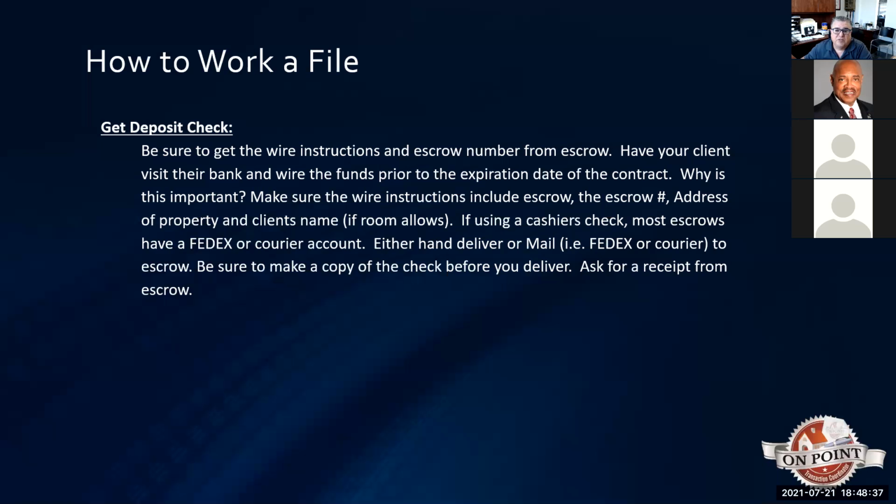Okay, why is this important? Make sure the wire instructions include the escrow number, the address of the property, and the client's name. Right? And that's if room allows. A lot of times wires don't have a lot of room, but you want to tell the person that's wiring it to include all that information. The reason why is because you don't want to lose your money over a small technicality.